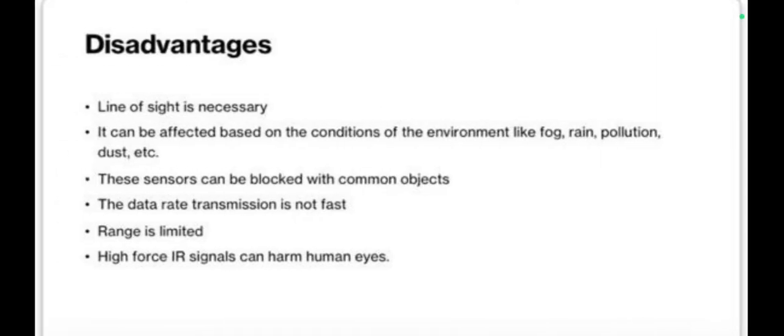When the IR transmitter emits radiation, it reaches the object, and some of the radiation reflects back to the IR receiver. Based on the intensity of the reception by the IR receiver, the output of the sensor is defined.